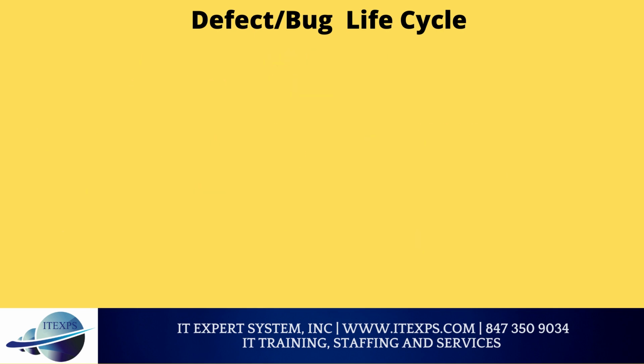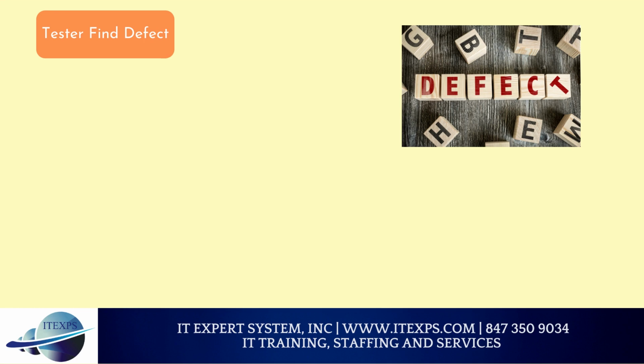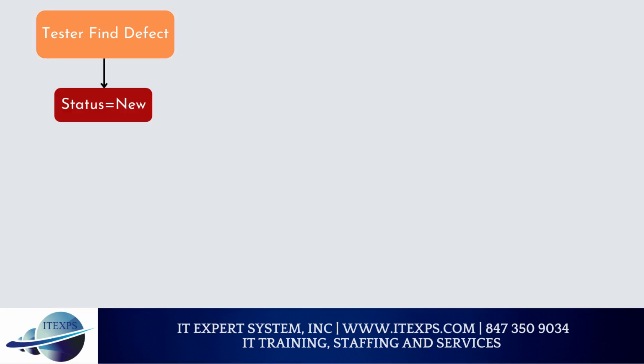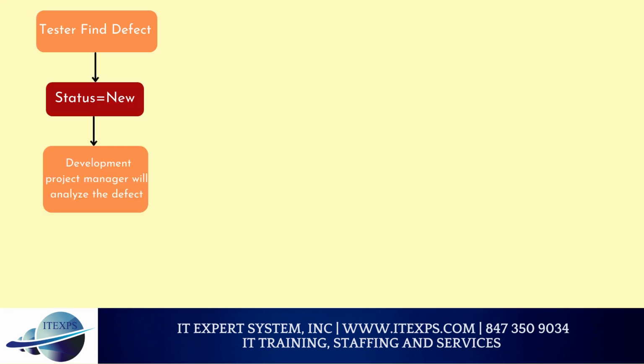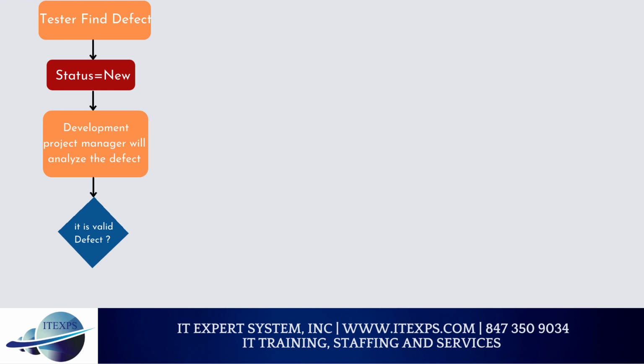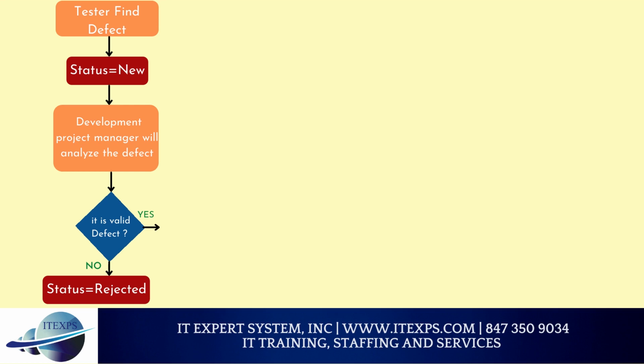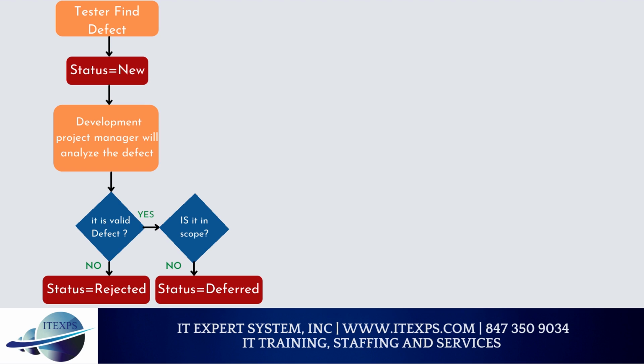Suppose a tester finds a defect. The defect is assigned a status new. The defect is assigned to the development project manager, who will analyze the defect. He will check whether it is a valid defect or an invalid defect. If the defect is not valid, the status given is rejected. So, the project manager assigns a status rejected. If the defect is not rejected, then the next step is to check whether it is in scope.